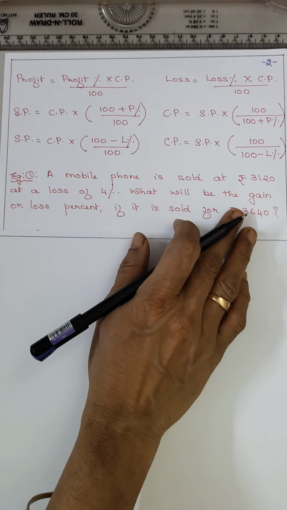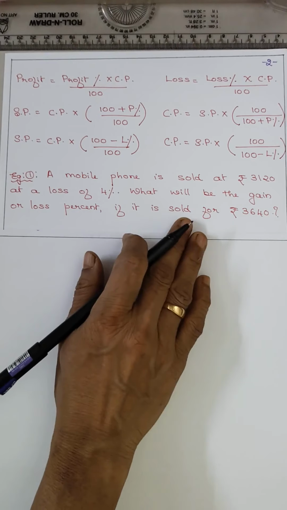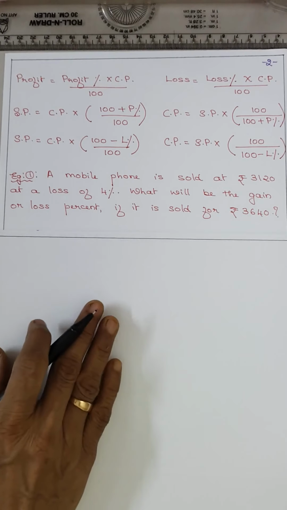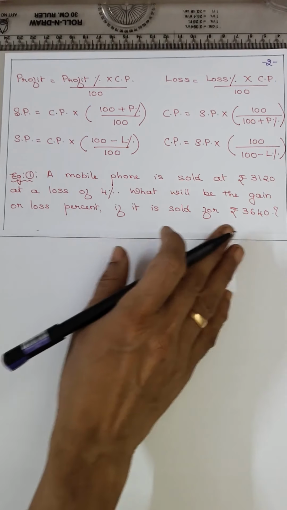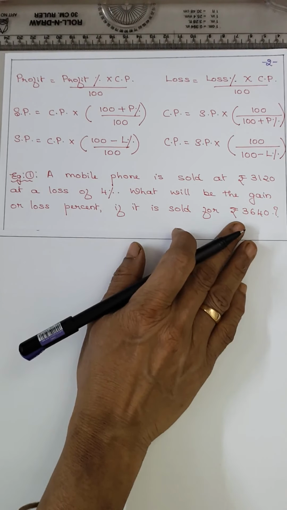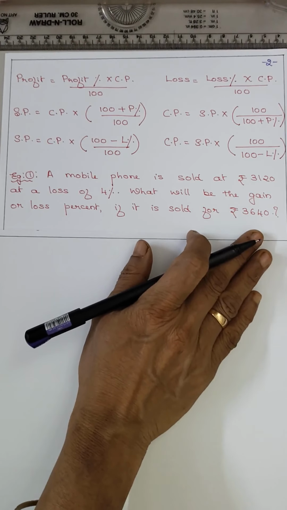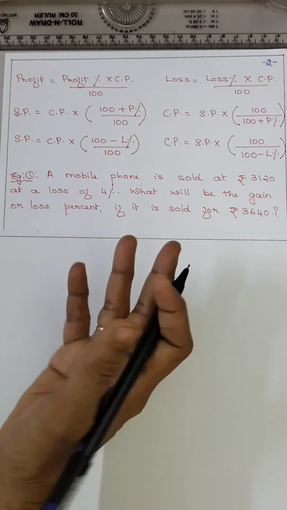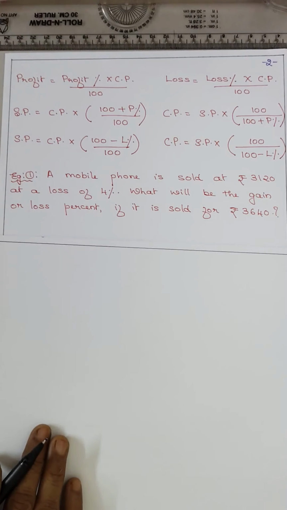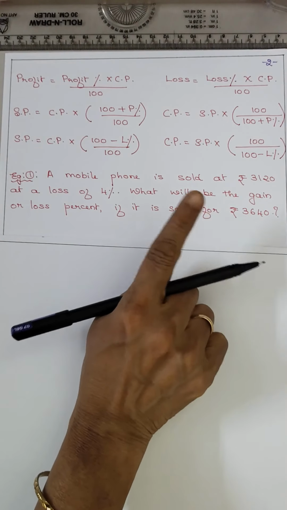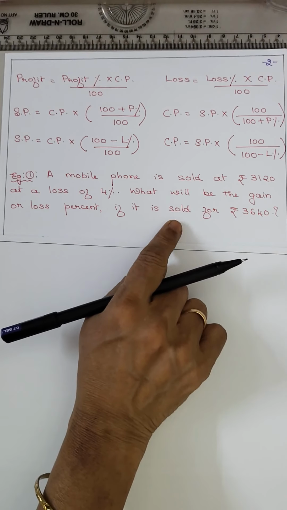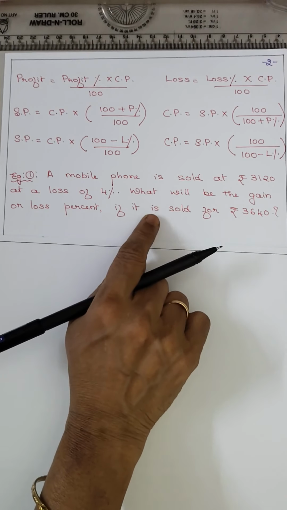What will be the gain or loss percent if it is sold for 3,640? अगर वही मोबाइल फोन को वो दुकानदार 3,640 में बेच देगा तो उसको लॉस परसेंट होगा या प्रॉफिट परसेंट? यू हैव टू फाइंड आउट. लॉस या गेन दैट इज प्रॉफिट परसेंट के लिए हमें पहले प्रॉफिट या लॉस देखने का, लेकिन सेलिंग प्राइस दिया है तो प्रॉफिट या लॉस देखने के लिए हमें सीपी चाहिए. सीपी ऑफ द मोबाइल फोन इट वोंट चेंज, इट इज अ फिक्स्ड.